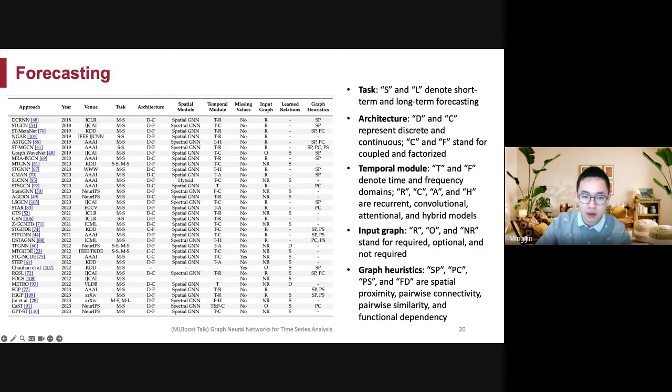Okay, and for missing value, it denotes whether this method can directly handle the given data with missing value or not. And whereas the input graph and learned relation, those are about the graph structure learning, like in cases with or without the predefined graph structures, how we can handle that.